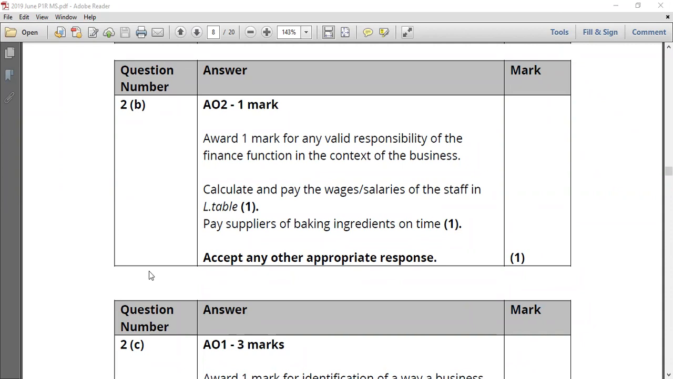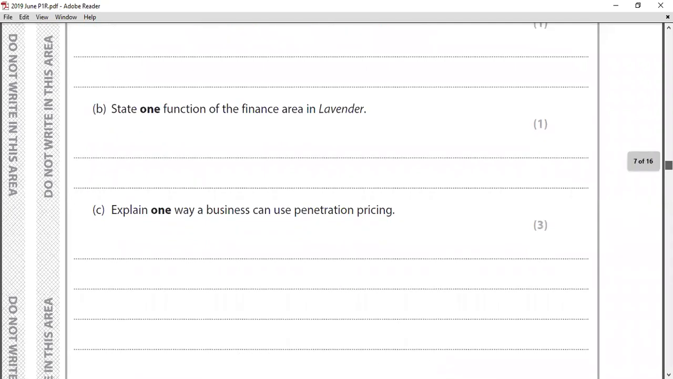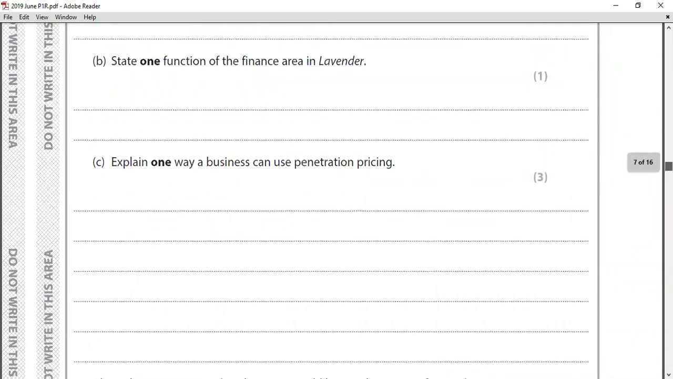Pay suppliers of the baking ingredients on time. So baking ingredient, or you can say flour or yeast or vanilla or eggs, whatever. You can say any kind of thing, but touch the case study. I think this is the easiest question to write in a question paper like this, but in my experience most students find it difficult to write this 1 mark question. They feel it is hard because they are unnecessarily losing marks.